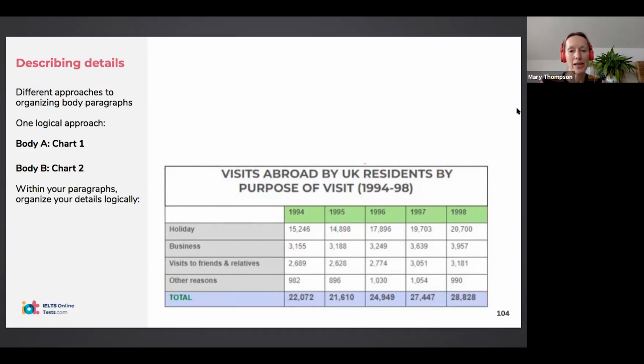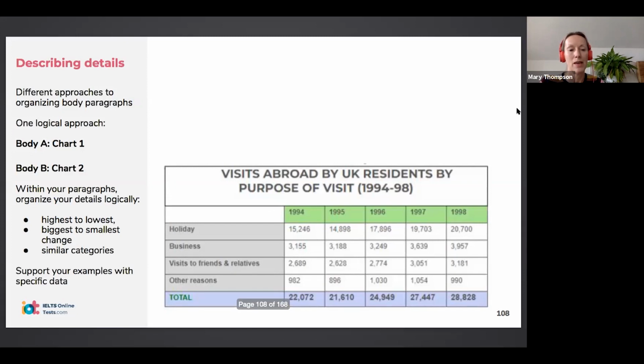Make sure that you organize your details logically within the paragraphs. For example, by starting with the highest to the lowest, the biggest to the smallest change, and looking at similar categories. Okay, so I'll just show you how to do this. And make sure that you support your examples with specific data, okay, which means using the numbers that are presented. Yeah, we're going to show you in a minute, Patchy.